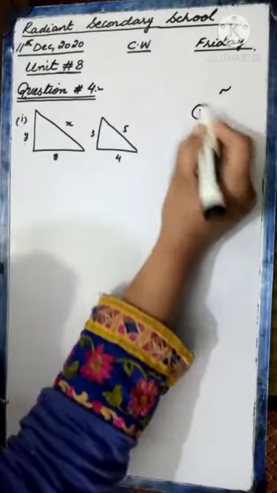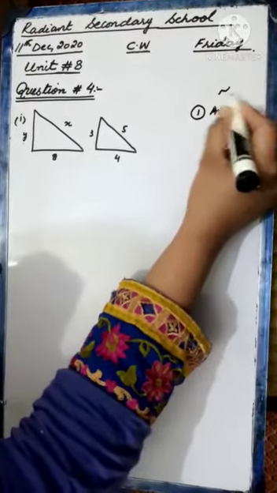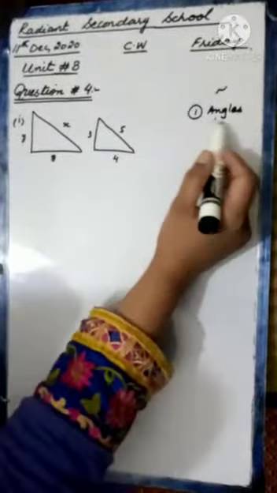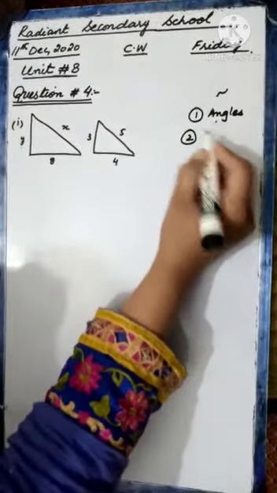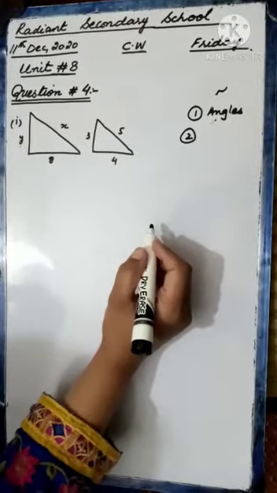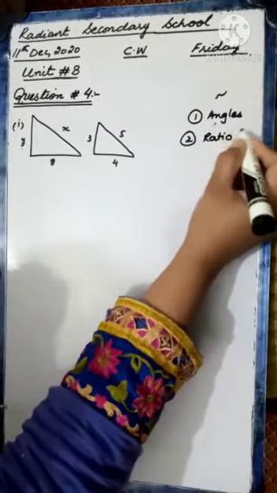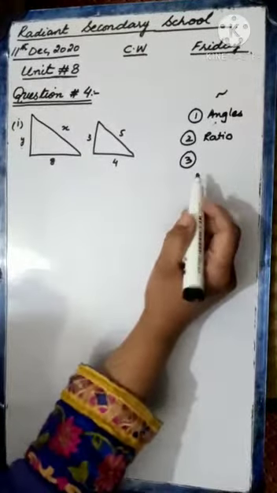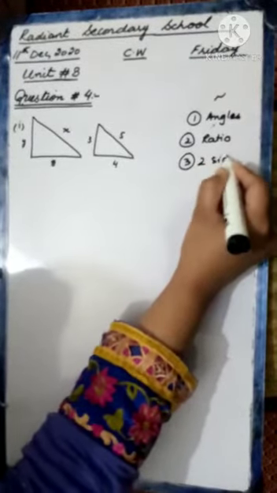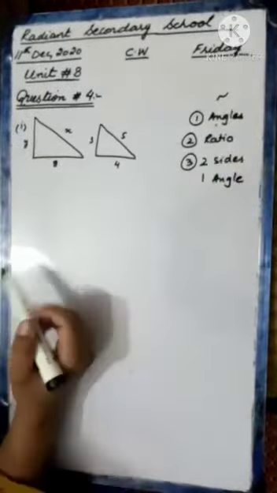Property number 1: if all the corresponding angles are equal in any two figures, then you can say that the figures are similar. Property number 2: if the ratio of their corresponding sides is equal, then you can say that the figures are similar. The third property: if the ratio of two sides of different figures and one angle is equal, then you can say that the figures are similar.